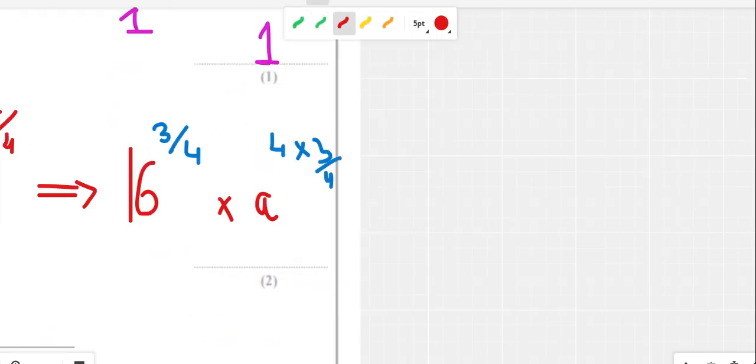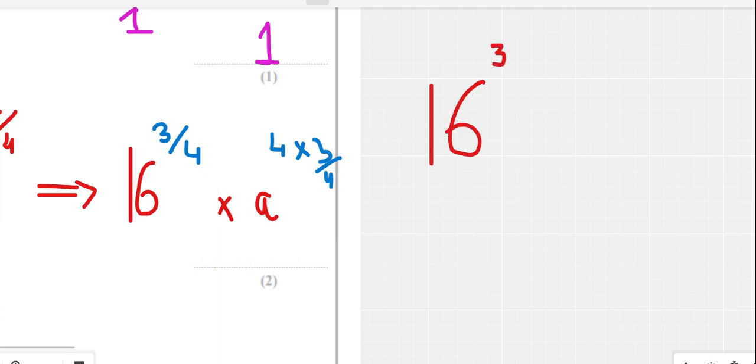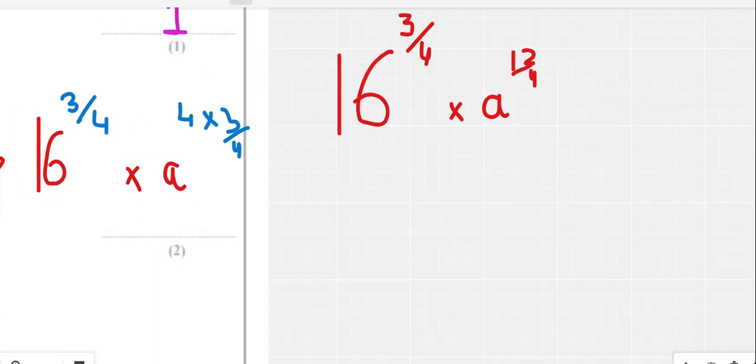Now I'm going to write the same question here. So 16 power is 3 over 4. You will multiply it, and the a power is, now 4 times 3 is 12, so the a power is 12 over 4. We can see that 12 and 4 are both divisible. In the 4 table, 4 times 3 is 12. So we can write 16 to the power of 3 fourths, and a to the power of 12 over 4, which is 3.